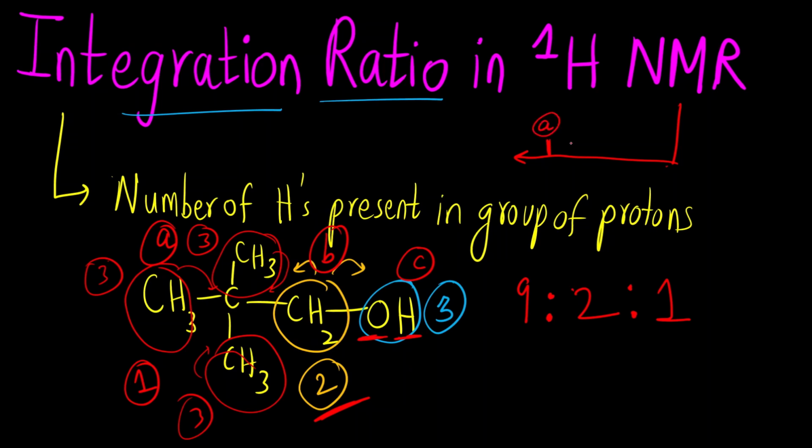Then B, it is 2 protons, so double of A. Okay, and the 9 protons, it will be very tall like this. Okay, this will be C. So in this way you see the height. Okay, height, what does it depend on? It depends on the number of protons in any particular group. Okay, now let us understand this better with the help of some examples.